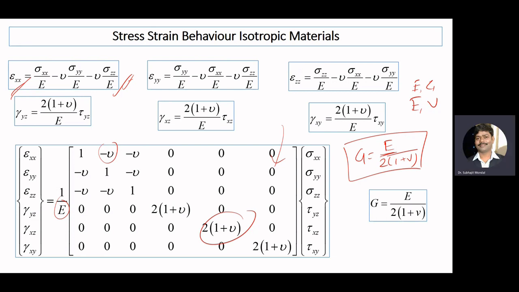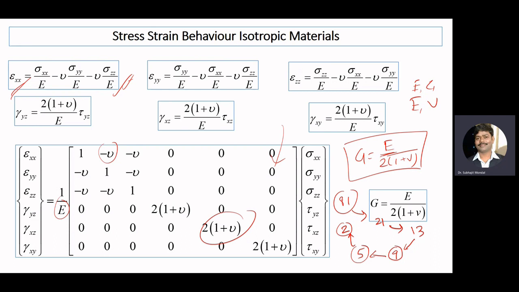So what we have achieved is that for a fully anisotropic material, we have 81 elastic constants. For a generally anisotropic material, we have 21 elastic constants. For a monoclinic material, we have 13 independent elastic constants. For an orthotropic material, we have 9 independent elastic constants. For a transversely isotropic material, we have 5 independent elastic constants. And for an isotropic material, we have 2 independent elastic constants.